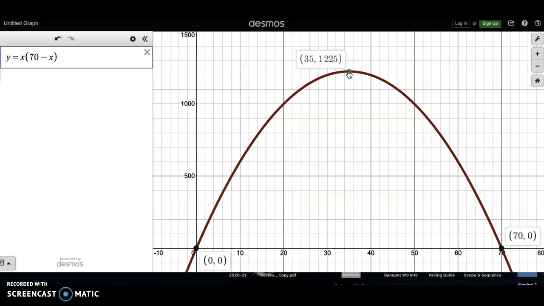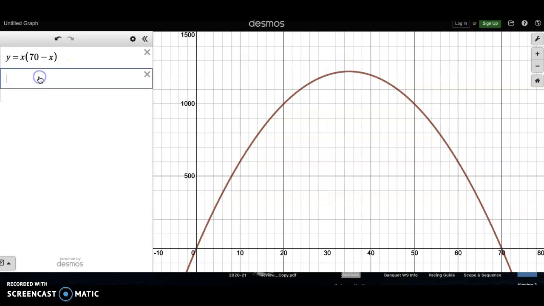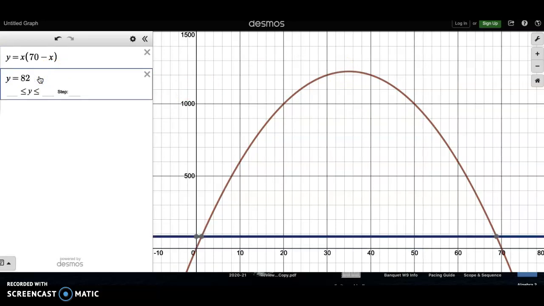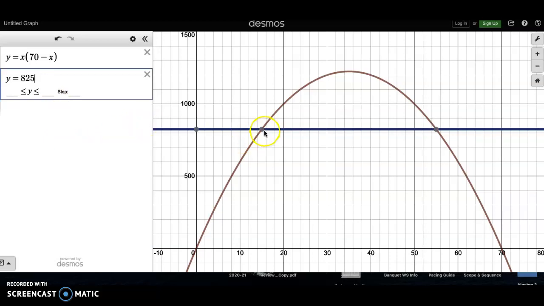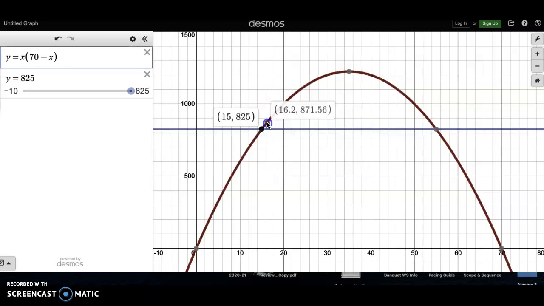The remaining question asks us for what widths is the area greater than or equal to 825. I'm going to go ahead and show that visually by typing in 825. And I know that this intersection point here is the first value of x for which the area is 825 as desired. Then anything after that, any point along here, is going to have an area greater than or equal to 825. Here's where we peak again.